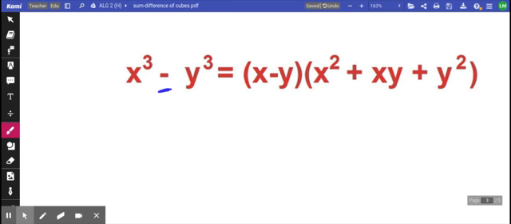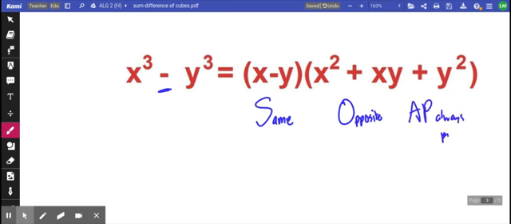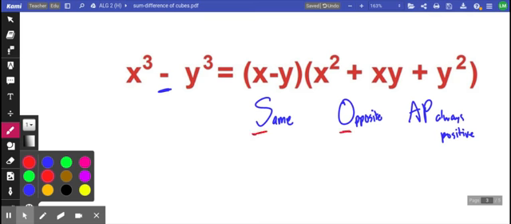And here's how we're going to use the soap to remember the signs. This first sign here, S, is the same as the original, okay, S. This next one is O for part of soap. This is the opposite sign. And then this last sign here is AP, which is always positive. And that's where we get our soap, okay? S-O-A-P. Same, opposite, always positive.